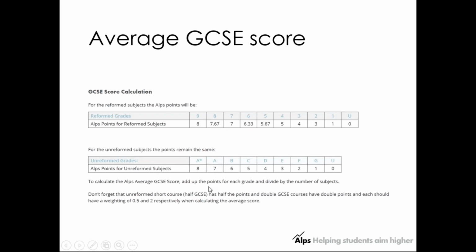And then to calculate the average GCSE score, we add up the points for each grade as these tables show, and then we divide by the number of GCSE subjects. We are taking into account half GCSEs and double GCSEs, obviously, but also you need to be aware that we're not taking into account any BTEC or equivalent grades that themselves would have equivalencies in terms of points. So we're only looking for the GCSEs to make up this average GCSE point score.